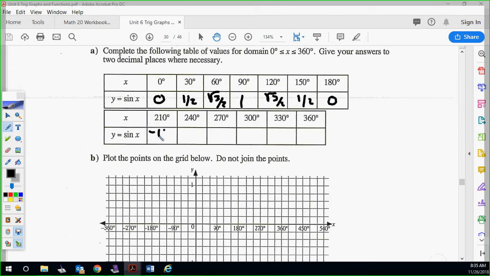210 is negative 1/2. 240, negative root 3 over 2. 270, negative 1. 300 is the negative root 3 over 2. 330 is the negative 1/2. And 360 is back to 0. So there's your coordinates for your sine graph.